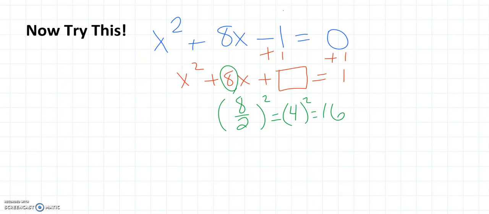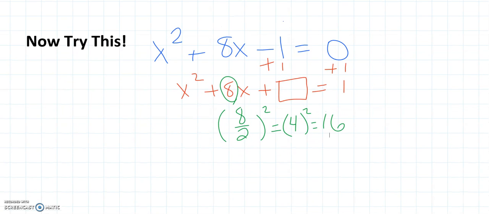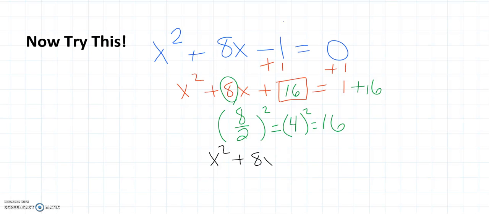So now we're ready to go. We're going to add 16 to both sides. So we will add 16 here. And remember, we have to add it on the other side to maintain the equality. That brings us to x squared plus 8x plus 16 equals 17.